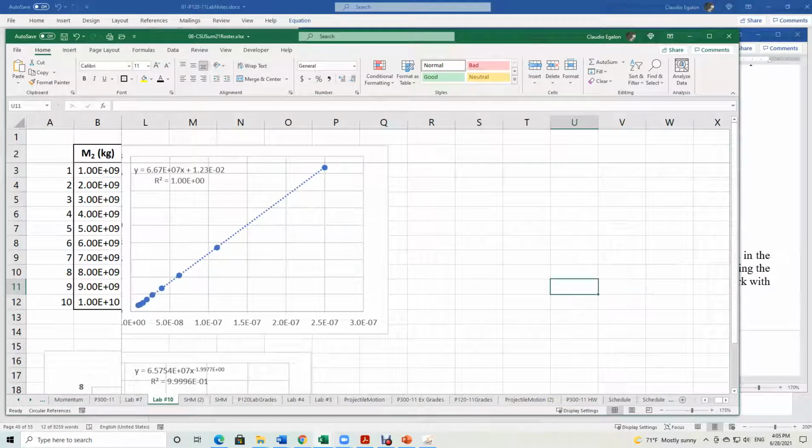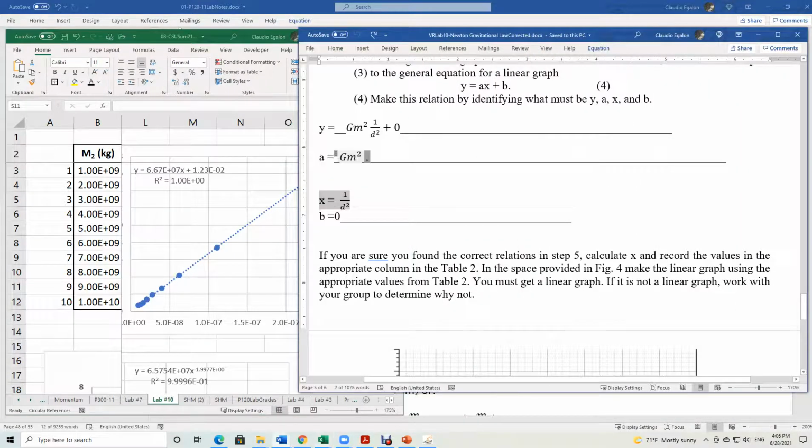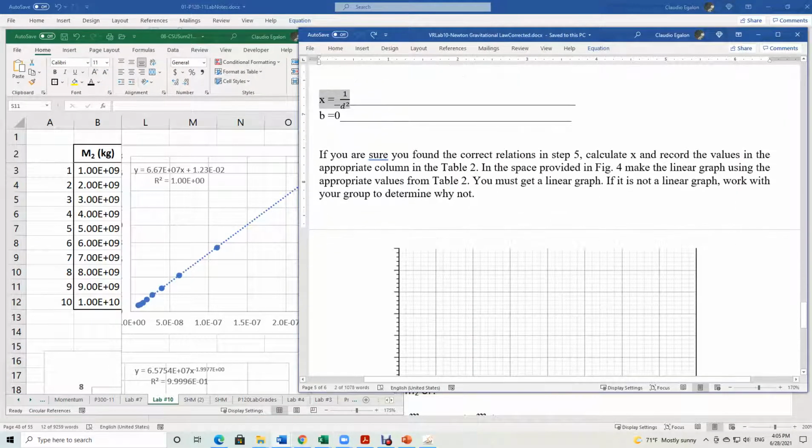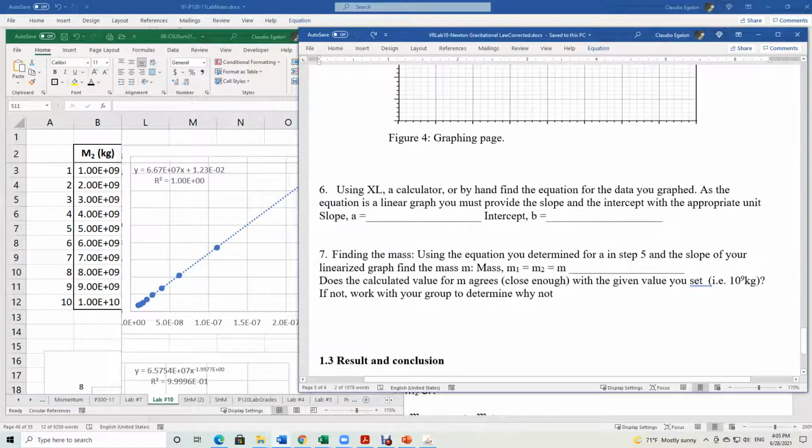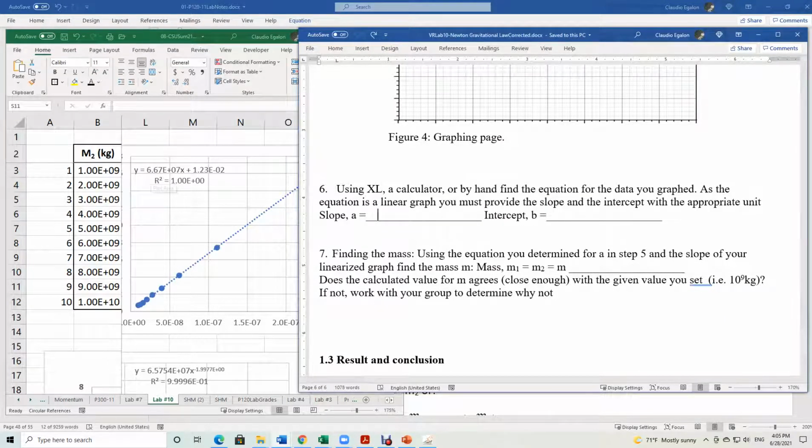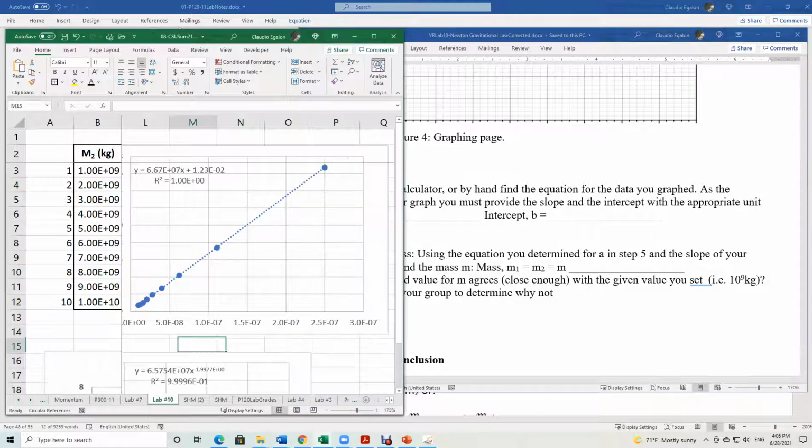Okay, let's shrink it here. If you're sure you find it, you must get a linear graph using x. Okay, slope. Put the slope that you got, 6.67 times 10 to the 7th, and then you gotta put the unit there as well.